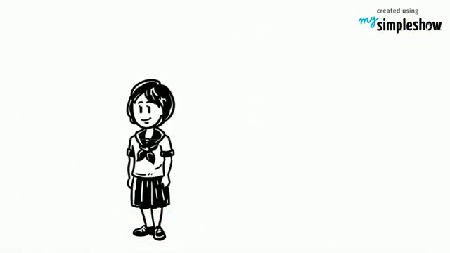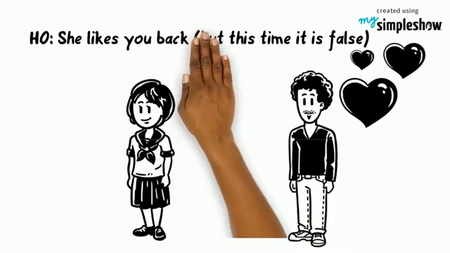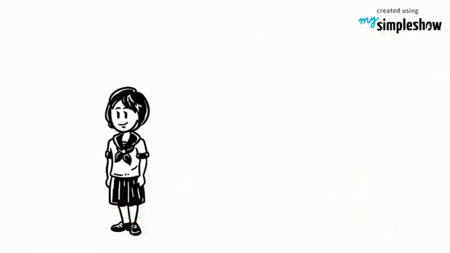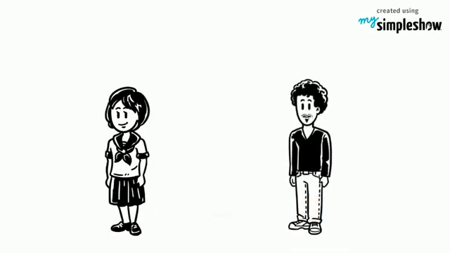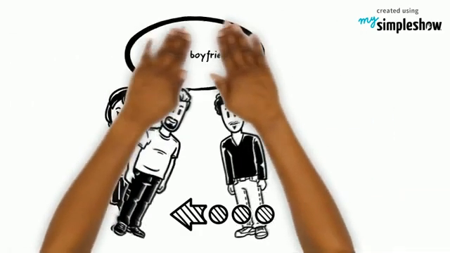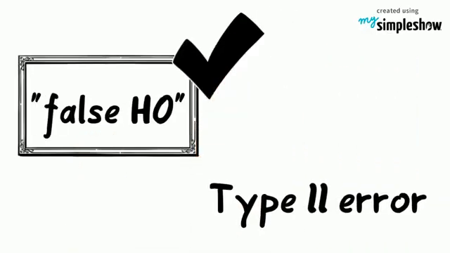Now, imagine another situation. She doesn't like you back, but you go and invite her out. The null hypothesis is still, she likes you back, but this time it is false. In reality she doesn't really like you back, that is. However, after testing you accept the null hypothesis and wrongly go and invite her out. She tells you that she has a boyfriend that is much older, smarter and better at statistics than you, and turns her back. You made a type 2 error, accepted a false null hypothesis.